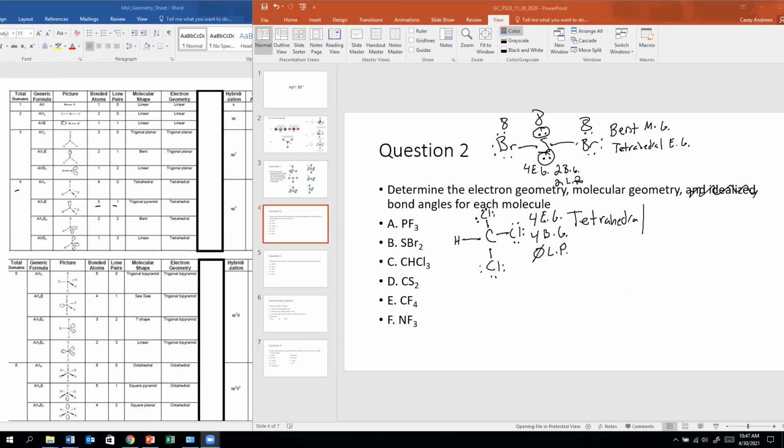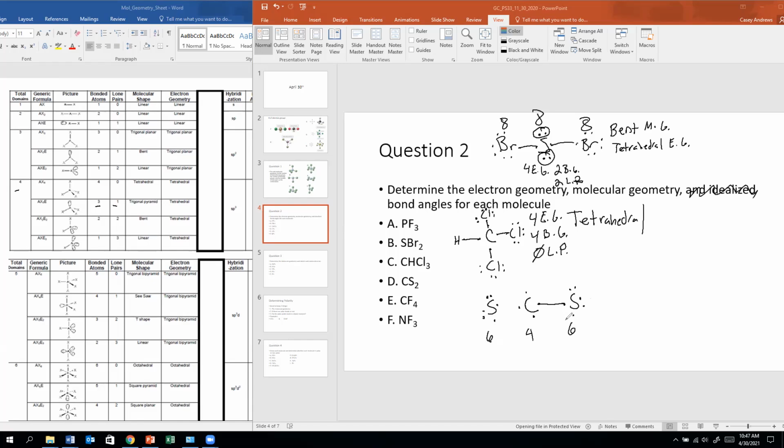All right, D, CS2. So remember, carbon is usually going to be in the center. Carbon has 4 valence electrons. Sulfur has 6 valence electrons. So remember, the goal is to get to 8 electrons. So sulfur has 6, carbon has 4, sulfur has 6.